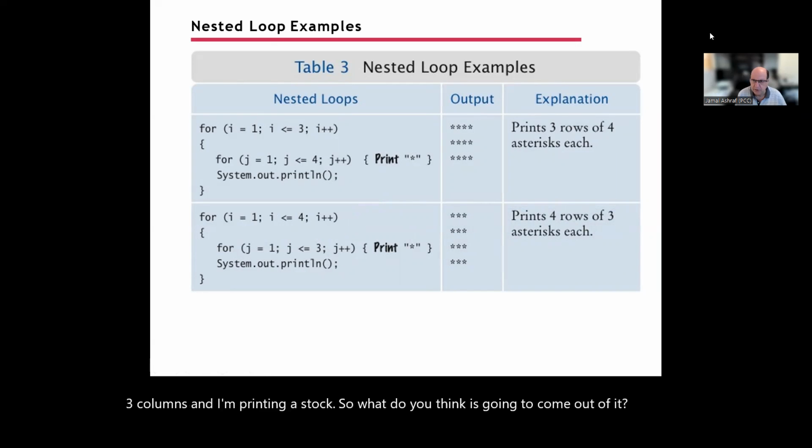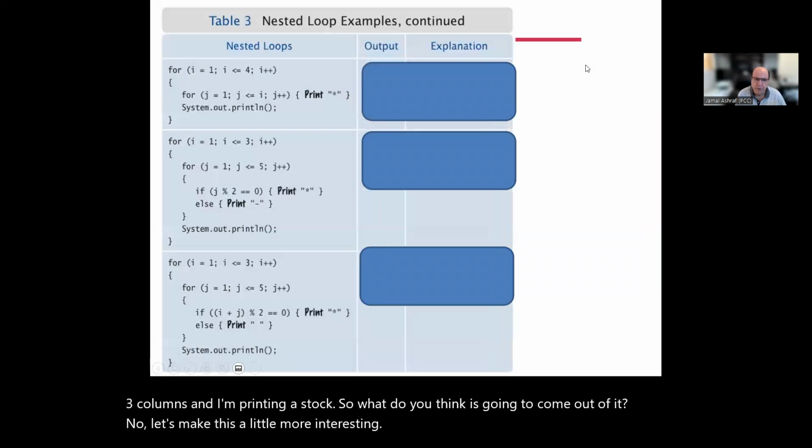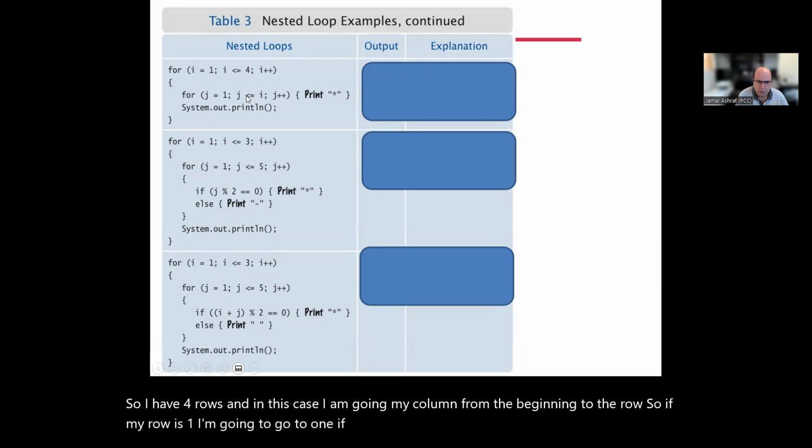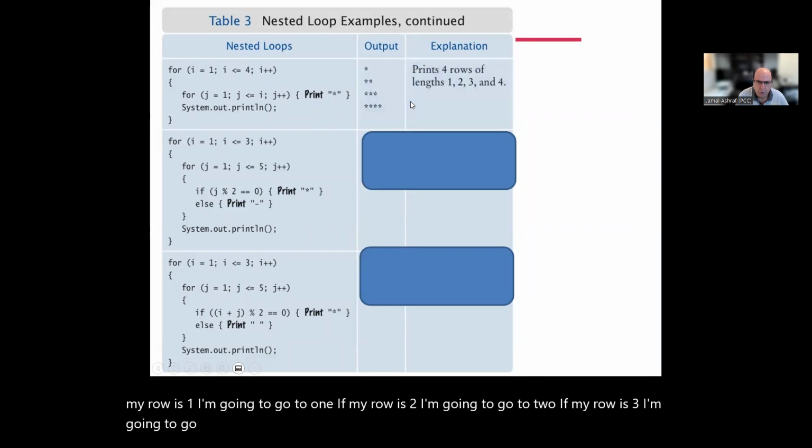Now let's make this a little more interesting. So I have 4 rows, and in this case, I am going my column from the beginning to the row. So if my row is 1, I'm going to go to 1. If my row is 2, I'm going to go to 2. If my row is 3, I'm going to go to 3. So that's what we're going to get.